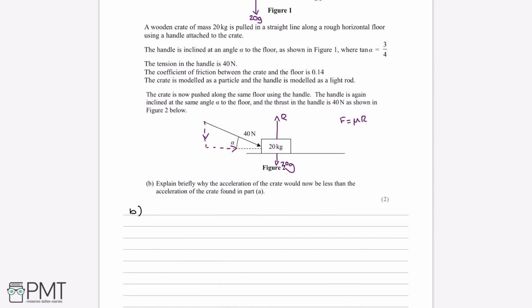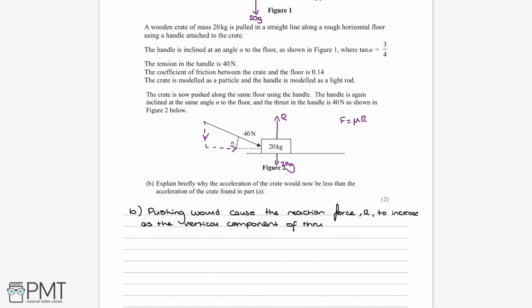So if we were to write that out, we can say that if we push the crate along the floor, the reaction force R will increase due to the vertical component of the thrust, this 40 newton arrow. The vertical component now acts downwards, and therefore this will cause the frictional force to increase, because of the F equals mu R equation. And if the frictional force increases, the acceleration a will decrease.